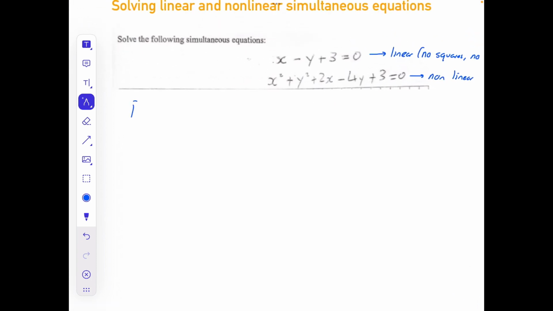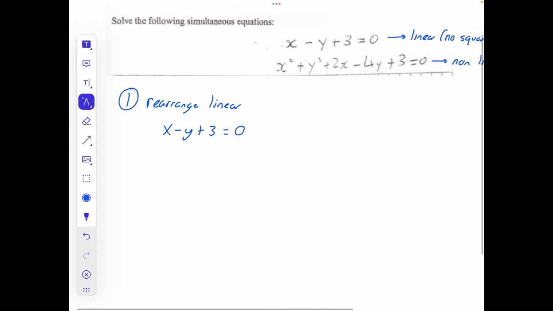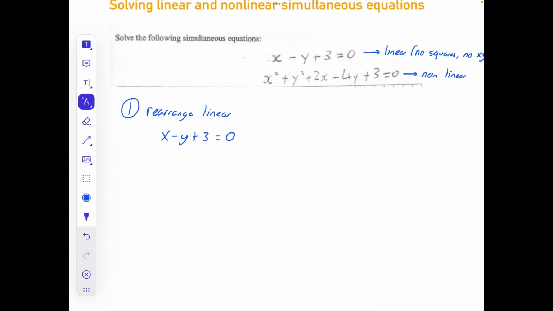Okay, our real step 1 then. So what I'm going to call step 1, I'm going to rearrange my linear. So we currently have x minus y plus 3 is equal to 0. Now, when I rearrange it, I want either the x or y on its own. So I want x equal to something or y equal to something.